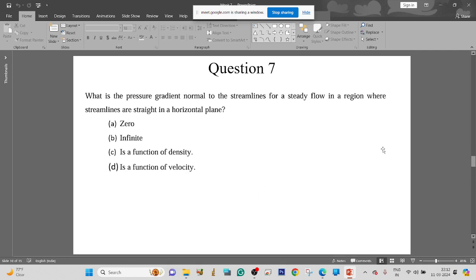Okay, so what is the pressure gradient normal to the streamline for a steady flow in a region where streamlines are straight and horizontal? You don't need to think on this. It is very easy. 0. Yeah, correct. Because 1 upon rho del P del N is equal to V square by R. As R tends to infinity, this thing becomes 0. That means pressure becomes constant. Simple. So let us proceed to the next question.